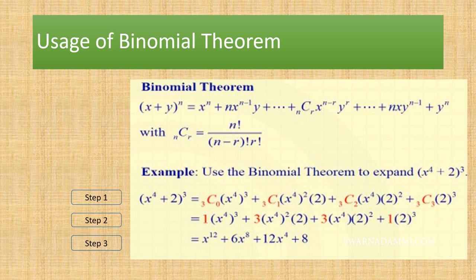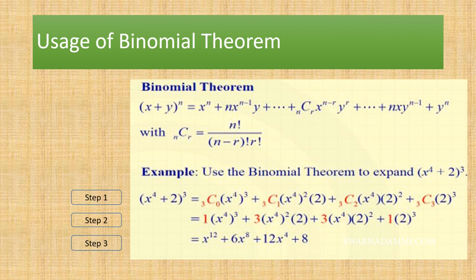That means (x + y)^n equals x^n plus nC1 x^(n-1) y plus ... plus nCr x^(n-r) y^r plus ... plus nC(n-1) x y^(n-1) plus y^n. We know how to expand nCr: nCr equals n factorial divided by r factorial times (n minus r) factorial.